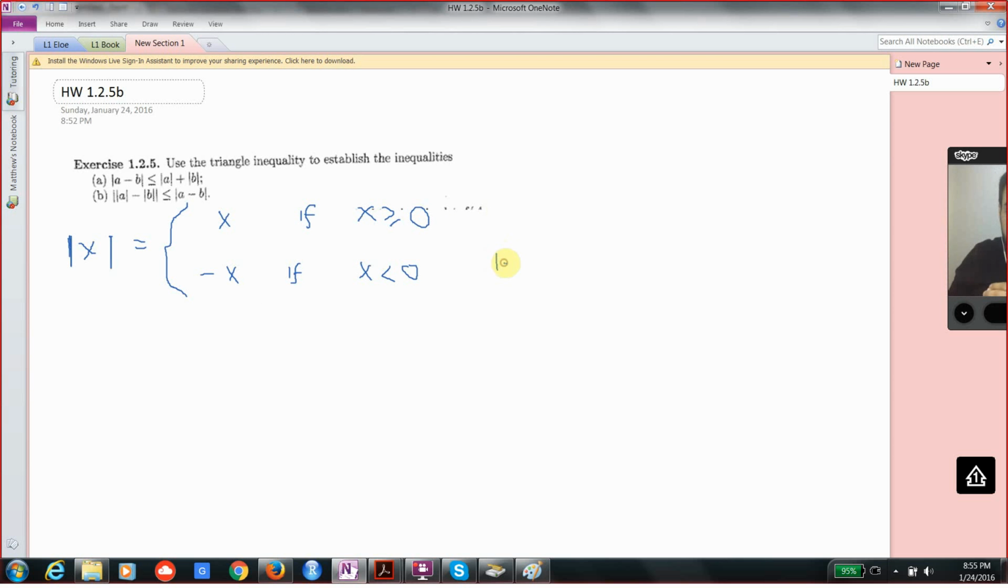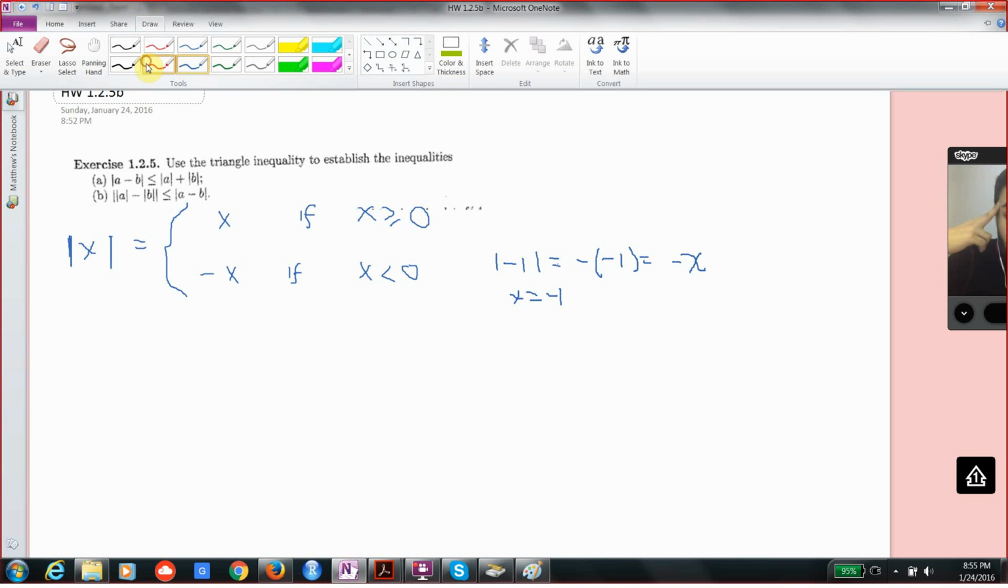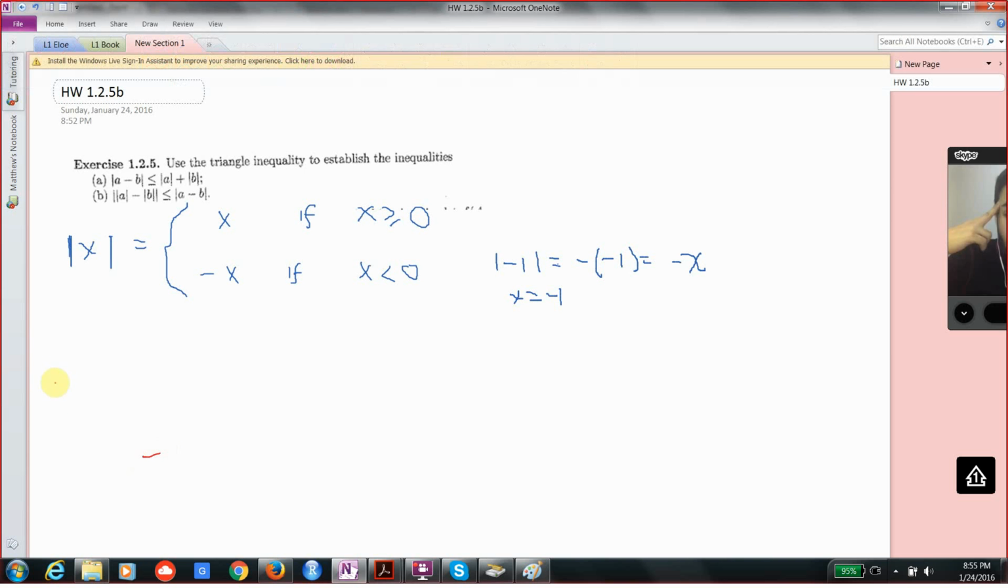What is the absolute value of negative 1? What is x here? x is negative 1, right? What is the absolute value of negative 1? Right. And isn't 1 the negative of negative 1? Yes. Which is negative x, right? Okay, good. So all we're saying is that we're just changing the sign on a negative number and making it positive, right? Now, notice something important. What does the absolute value represent? What is the interpretation? What does it mean?